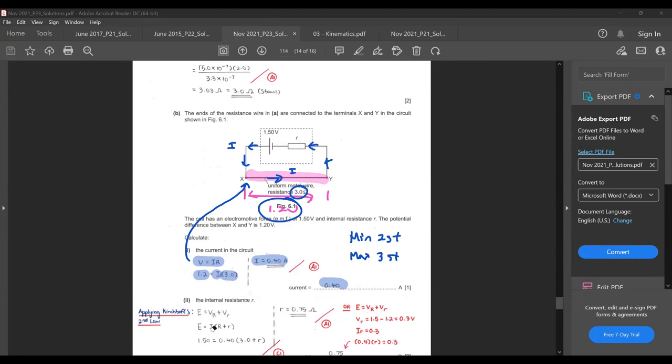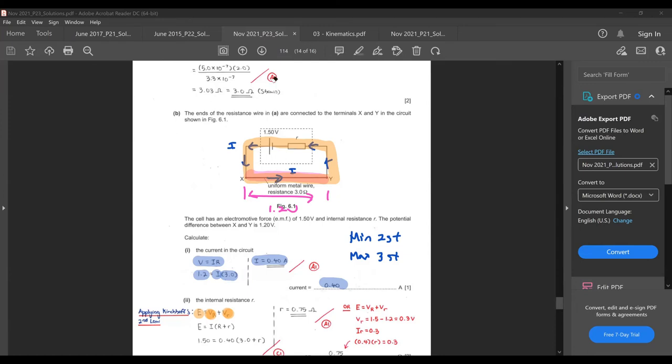All right, then after that, they ask you to calculate the internal resistance R. Now, to find out the internal resistance R, this one I think also pretty straightforward. All you just need to do is that you apply Kirchhoff's second law for this loop, the orange color loop here. The EMF is equal to the PD across my uniform resistance wire, big R, plus the PD across my internal resistance. The big R is the PD across the wire, the small r is the PD across the internal resistance. This is you applying Kirchhoff's second law.